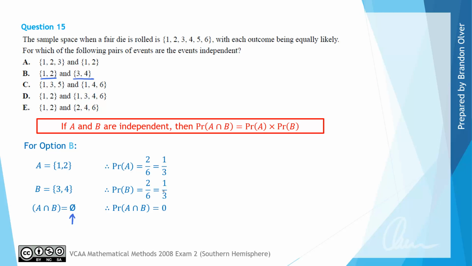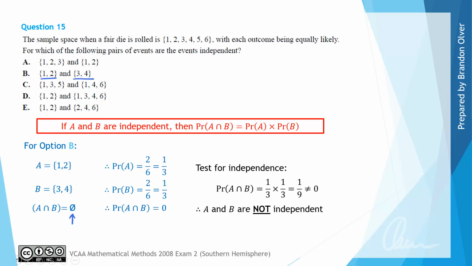The probability of B is also 1/3, and the probability of A intersecting B, because it's the null set, is 0. So we test for independence, and we get 1/3 times 1/3 equals 1/9, which is not equal to 0. So that's the same test that we did before. So we conclude that those 2 events are not independent.